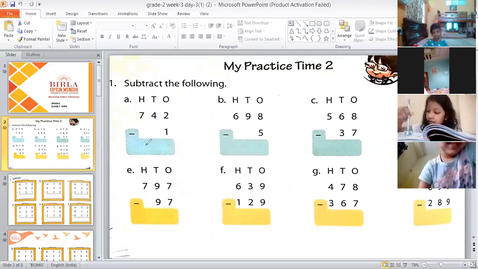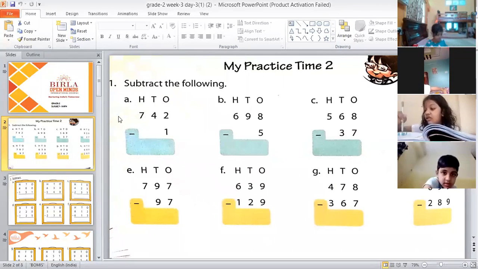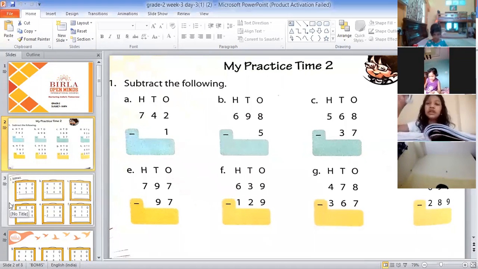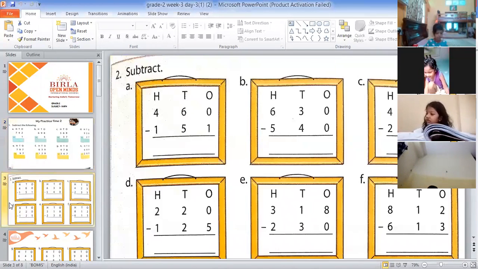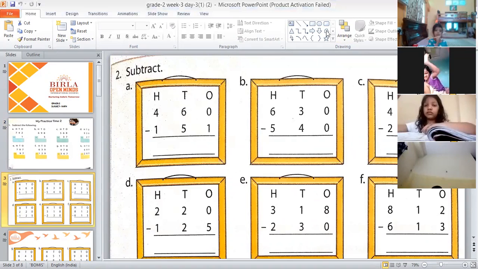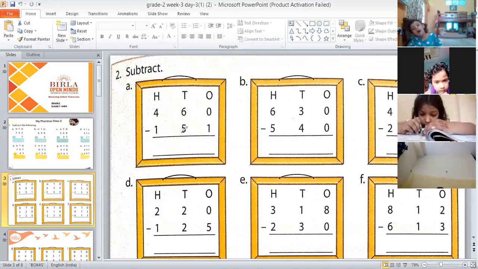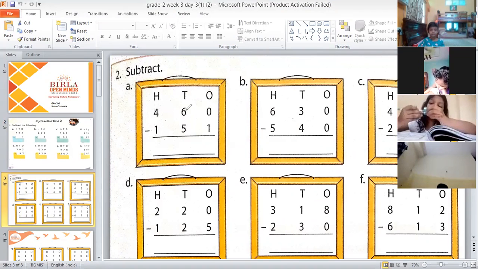Now, come to page number 67, children. Again, subtraction. You have to solve these 3-digit problems. You have to subtract a 3-digit number from a 3-digit number. You all can see that both are 3-digit numbers here. So first we will read this question and then we'll start subtraction.